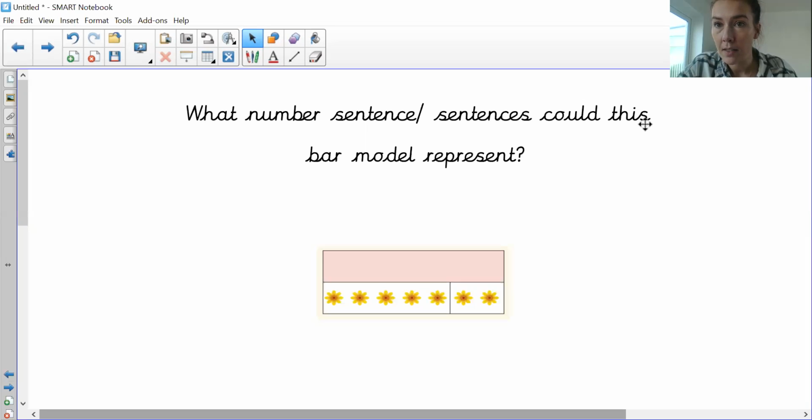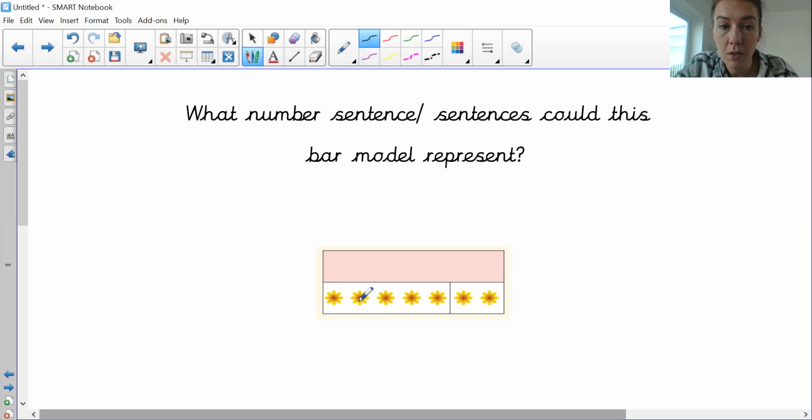Easy peasy one to start. This obviously doesn't have a tens and ones, but it is a bar model. I want you to think about what number sentence or sentences this could represent. So thinking back to our related facts work, what could this represent? We've got 1, 2, 3, 4, 5 on the bottom there, 5 little flowers on that side, 2 on that. Your top one is the whole, not as in a deep hole, but the whole amount. So the total of that would be 5 add 2, 7.